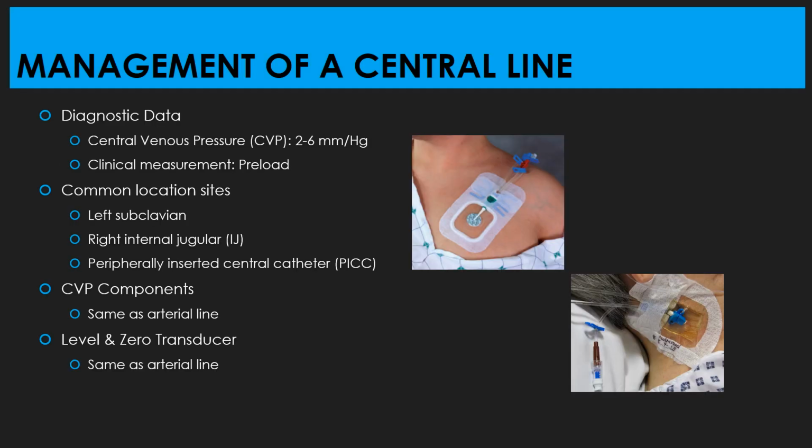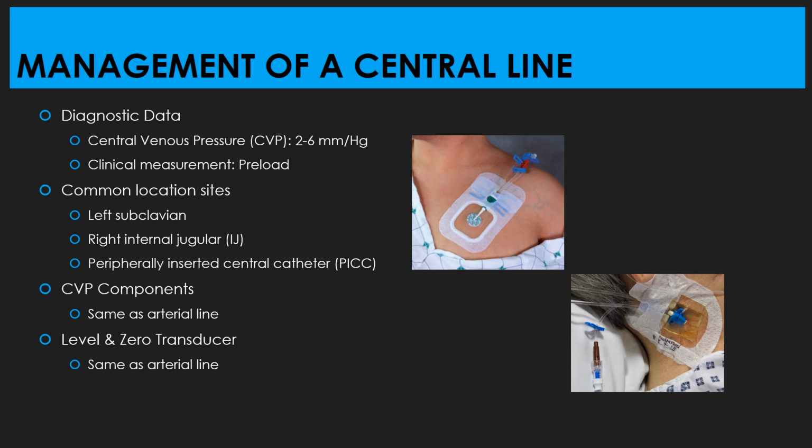The second device we're going to discuss is a central line. So what diagnostic data does a central line provide us? It gives us a central venous pressure, also known as a CVP, and a CVP is a clinical measurement of preload. On a hospital monitor, you will see CVP as a blue waveform.